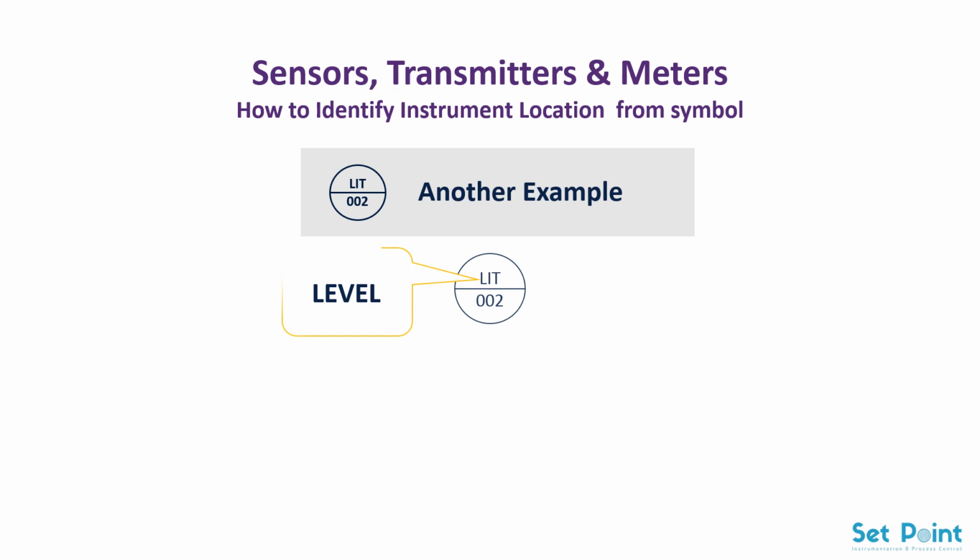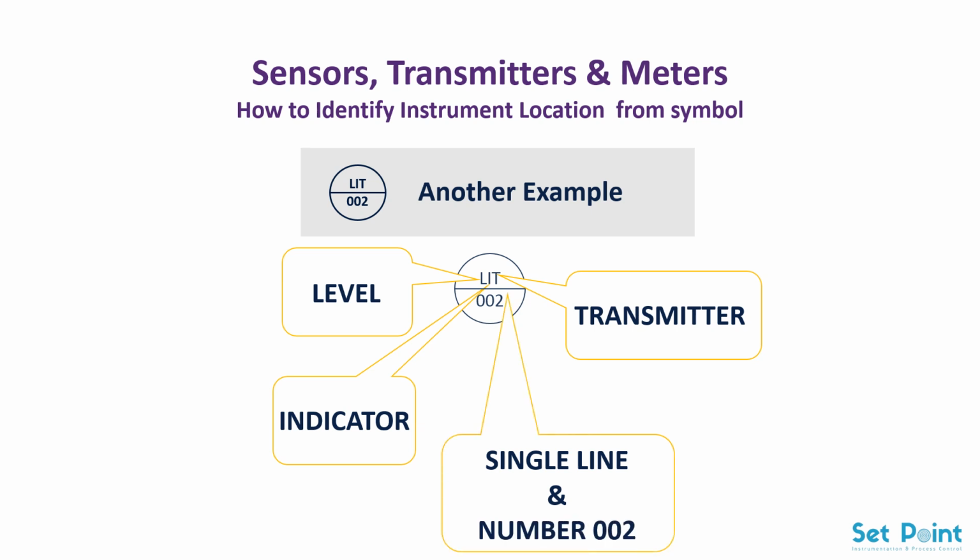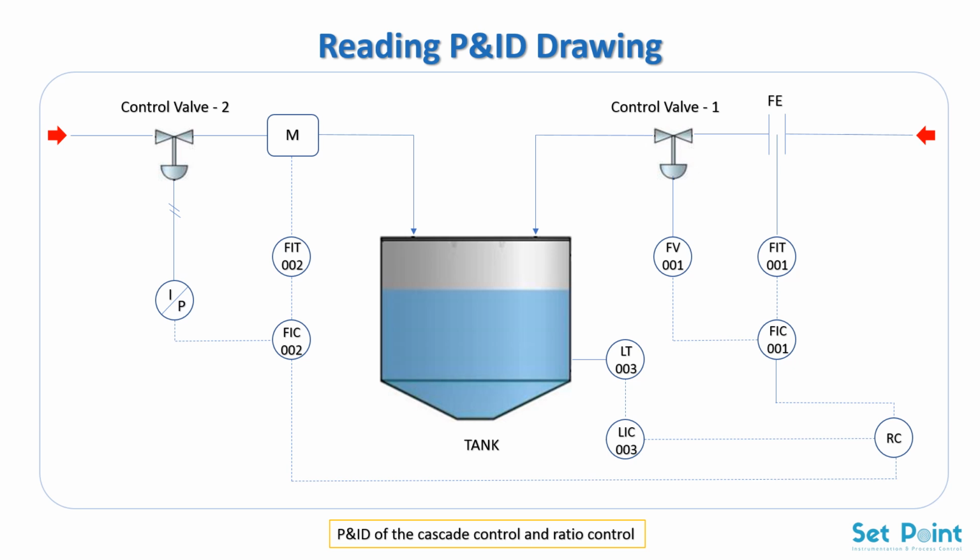In this example, level, I for indicator, T, transmitter. A single line means the display is located on a main control panel or a computer screen near the control room. And the number is a loop number. Now let's have a look at this example. As we can see, this example has two flow indicator controllers. So, number will help you to identify which is FIC number 1 and which is FIC number 2. Same thing with flow indicator transmitter. Number will help you to identify which is FIT number 1 and which is FIT number 2.